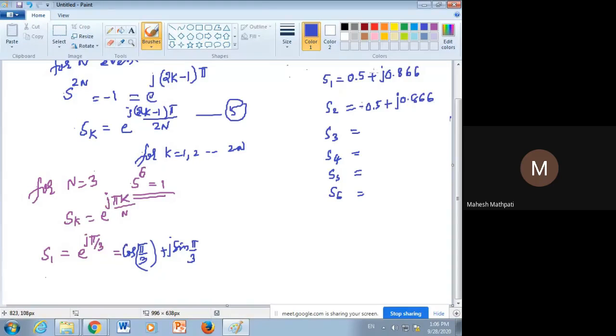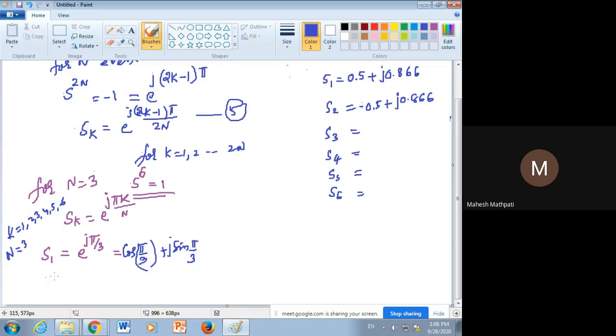Here I have just substituted the value of k equals 1, 2, 3, 4, 5 and 6. n equals किती व्हॅल्यू आहे आपलं? 3. By substituting these values we are just calculating the roots.